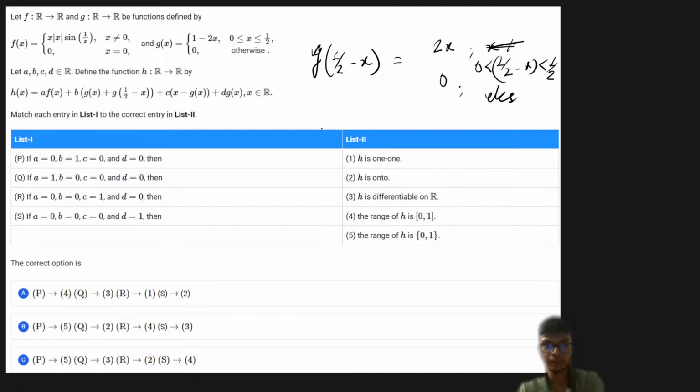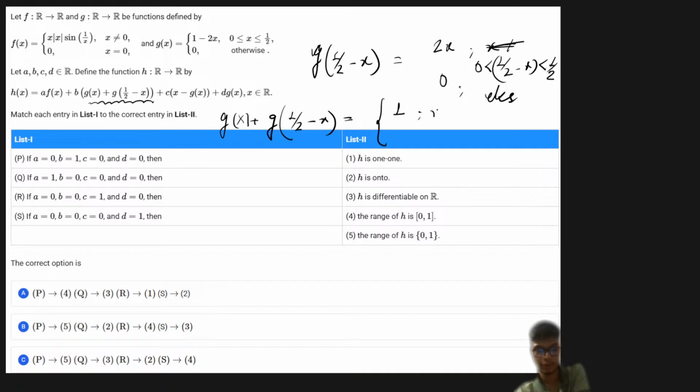Right. So therefore, why I'm doing this is basically you have this kind of expression, that is g of x plus g of 1 by 2 minus x. So if you do that expression for this given domain, then the result is going to be equal to 1. If you look over here, the result is going to be equal to 1 for x lying between 0 and 1 by 2, and is equal to 0 elsewhere.